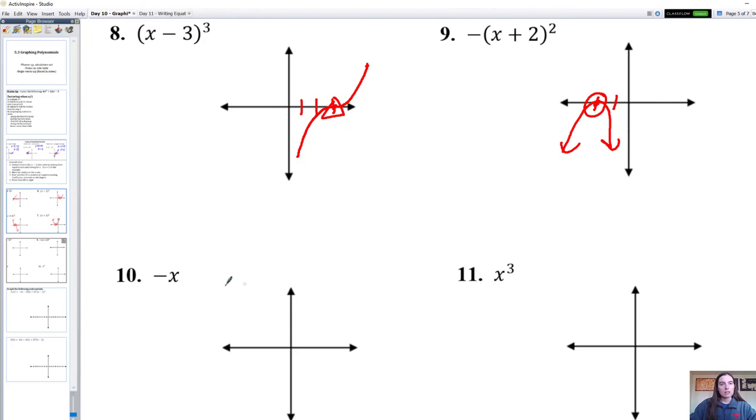If it's negative x, x equal to 0 is the origin. And since it's a power of 1, we're just going to go straight through it. And then again, x equal to 0. But this time, since it's the power of 3, I'm going to get up to it, flatline, and then keep on going.